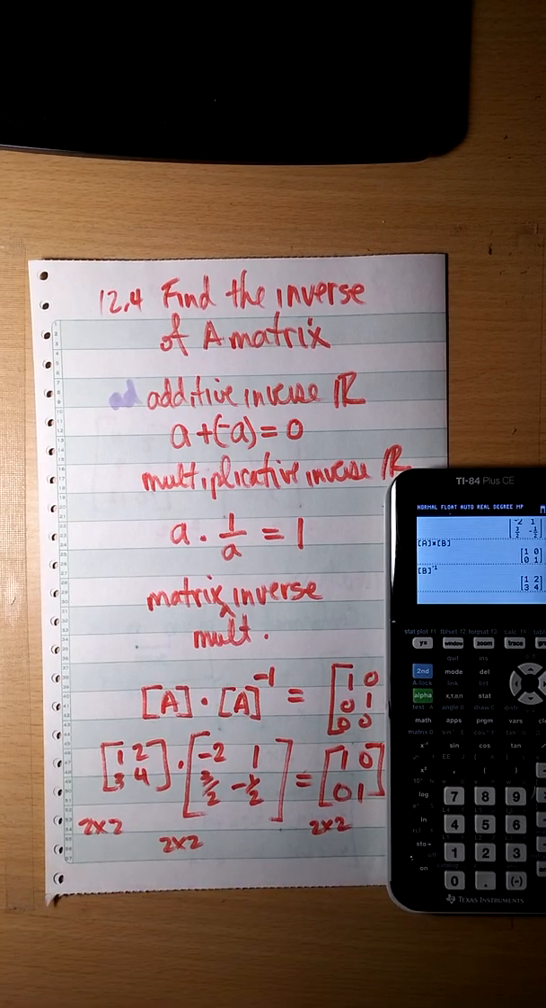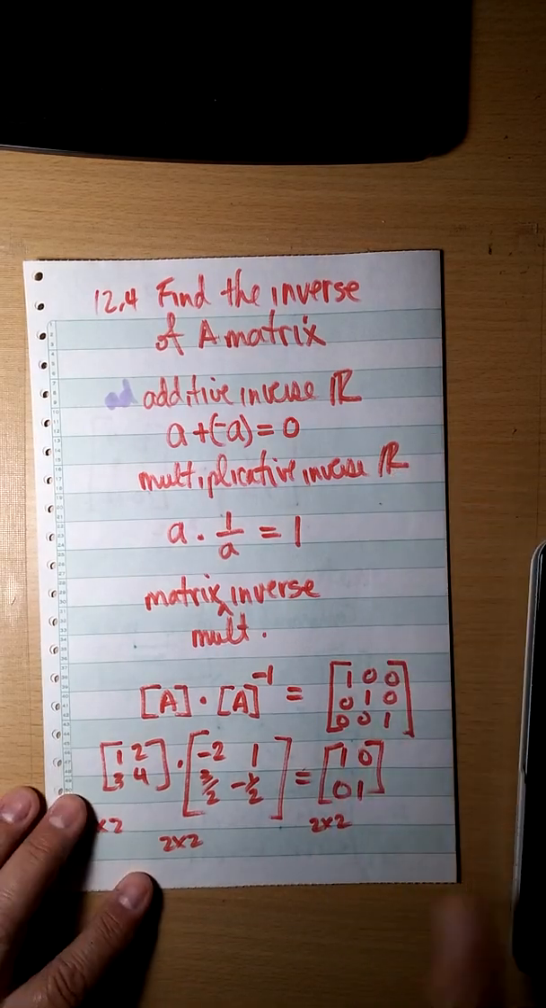So now the order can be either way. The commutative property doesn't normally hold all the time for matrix multiplication, but it does if you've got inverses. So that's finding the inverse of a matrix. Now let's suppose we want to solve a matrix.